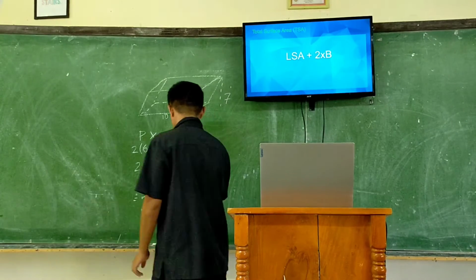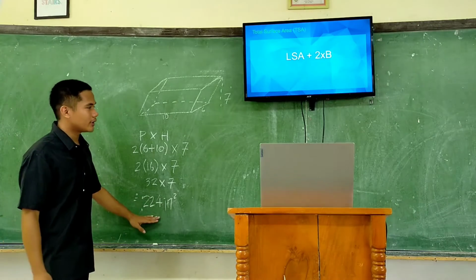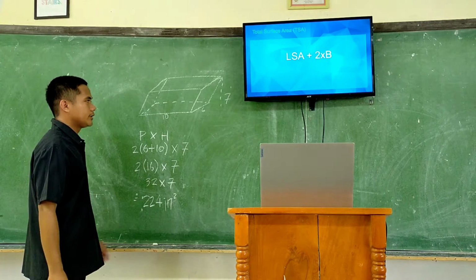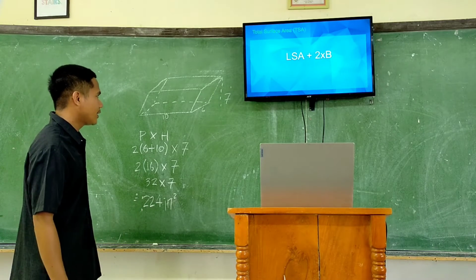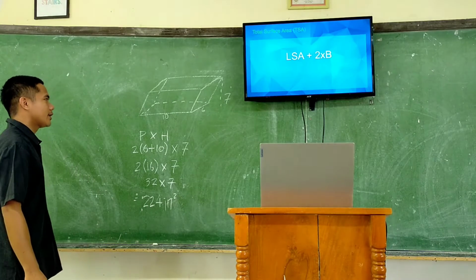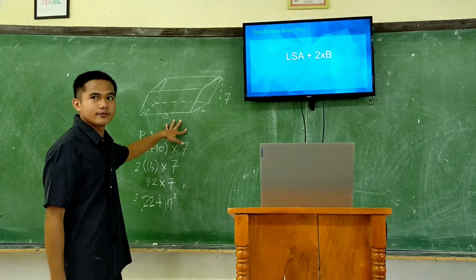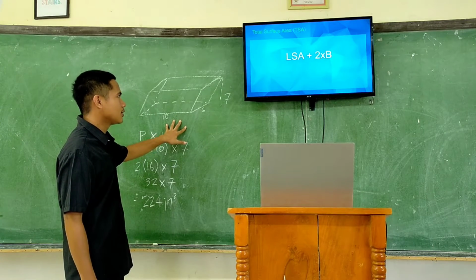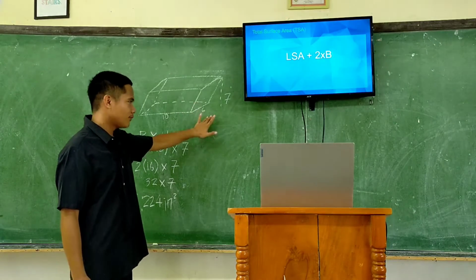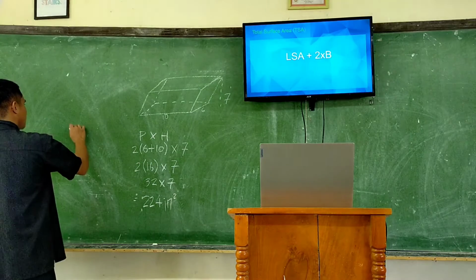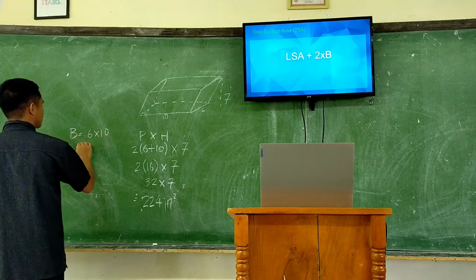So, nakuha na natin kanina ang LSA which is 224 square inches. Ngayon, ang dapat na lang natin kunin ang kanyang base area. Ano ulit ang formula for base area? Width times length. So, 6 times 10. So, kanyang B ay 6 times 10 which is 60.